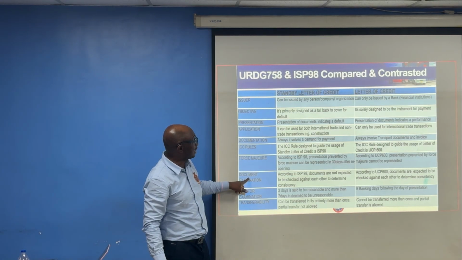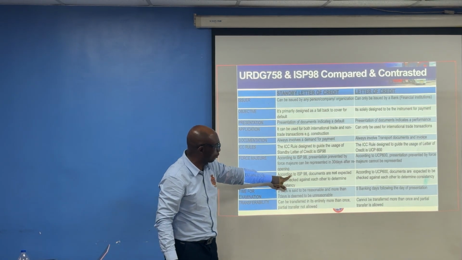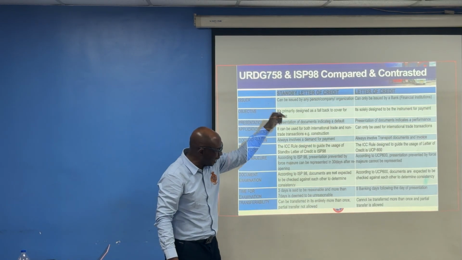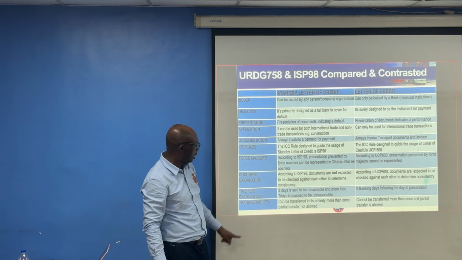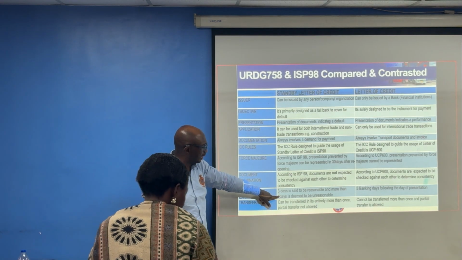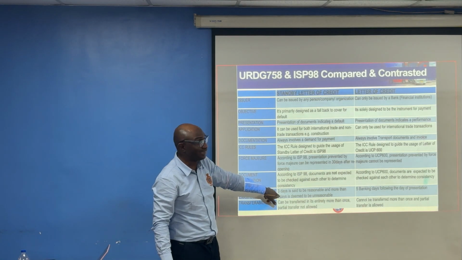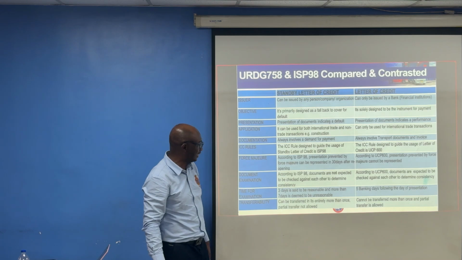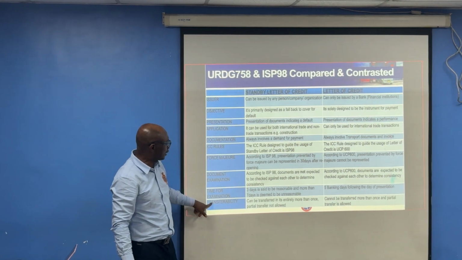In standby, you cannot examine documents against each other unless they specifically require it. In UCP, you are expected to examine documents against each other. Time for examination in standby is a maximum of 7 days. After 7 days, it is deemed unreasonable. For letter of credit, it is a maximum of 5 banking days. Transferability.